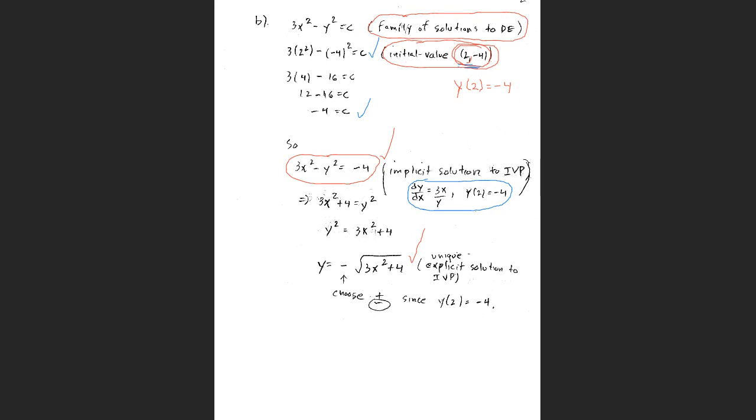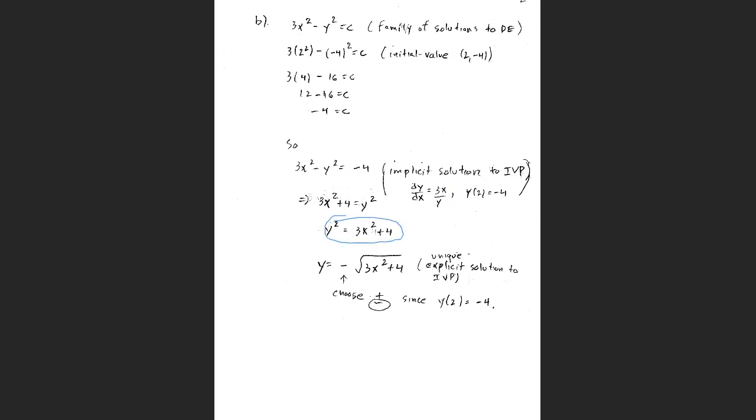Okay, all right. So now down here, when you have y squared equals 3x squared plus 4, let me just clear this for a moment. When you have y squared equals 3x squared plus 4, if you solve for y, you're going to get y equals plus or minus the square root of 3x squared plus 4.